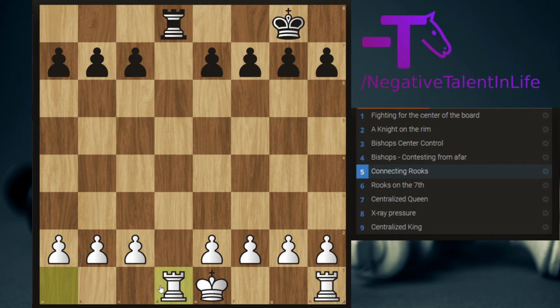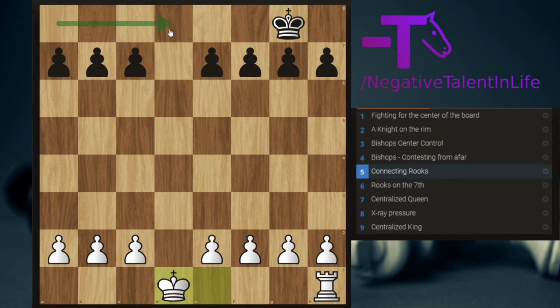So okay, we wanted to take this open file, so we moved our rook here. Now the problem here is black can take our rook, and because our king is in the way, we cannot take back with the rook. If you imagine our king was out of the way, we could take back with the rook, and then we would have control of the open file. As is, we take with our king, we don't have control of the open file.